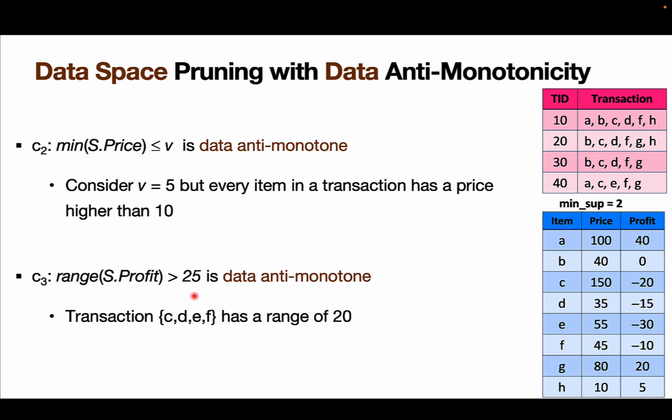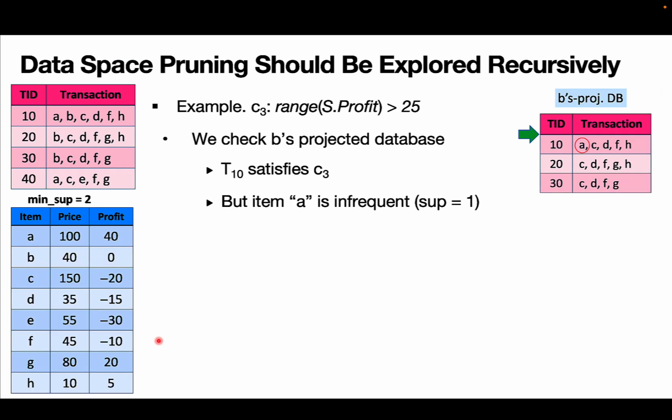Similarly, range is data anti-monotone. So a transaction that has CDEF will not satisfy the constraint, so it's safe to drop this transaction. One important note is that data space pruning should be explored recursively. So let's take a look at what goes in B's projected database.